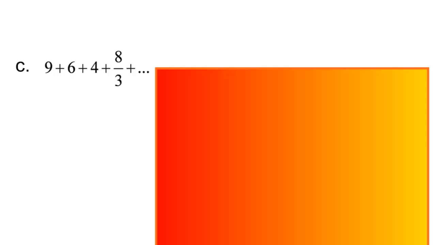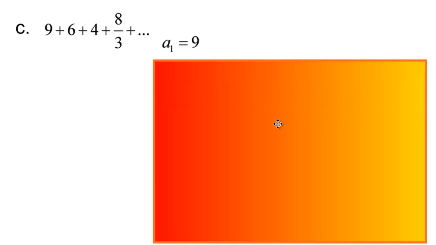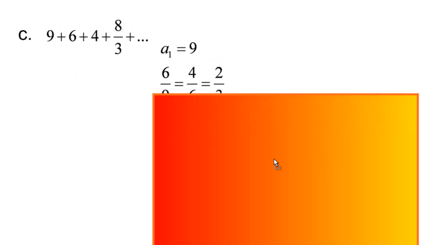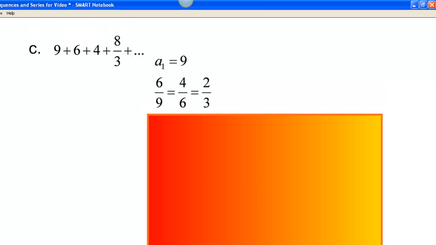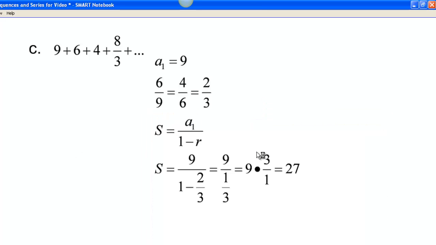On C, all we did was give you actual physical terms of the sequence instead of giving it to you in summation notation. So if you notice, my first term is 9. We have to find the common ratio, and we have to ensure that the absolute value of that common ratio is less than 1. So if I take 6 divided by 9, and then I take 4 divided by 6, and I was just being lazy in terms of the typing, but if you take 8/3 divided by 4, we do get the common ratio of 2/3.